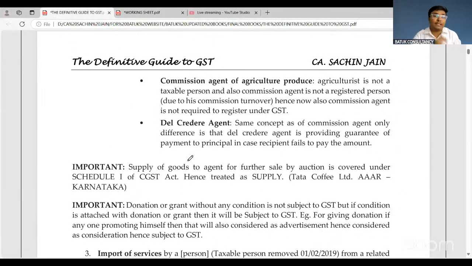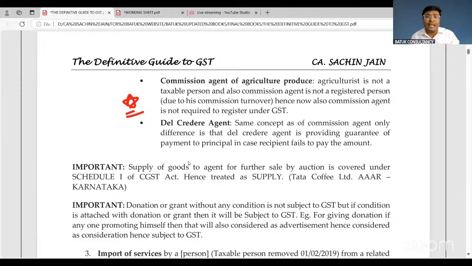Sir, suppose a commission agent is dealing only in agricultural produce. The question is whether GST will be applicable or not. As we all know, agricultural produce is completely exempted. So when the principal product is exempted and someone is dealing exclusively in that exempted product, then there is no GST on the commission. That is also a relevant example.